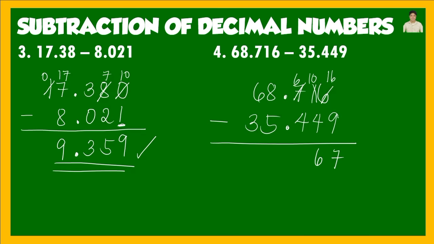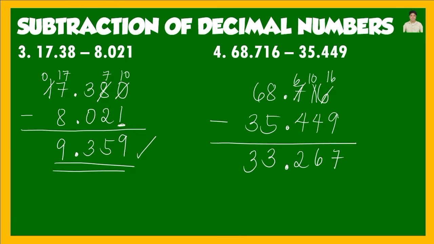6 minus 4, we have 2. 8 minus 5, we have 3. 6 minus 3, we also have 3. And then our decimal point. So, kung hindi kayo convinced kung tama ba ang naging sagot nyo, pwede nyo naman pong i-add yung subtrahend and then yung difference. So, let's try.